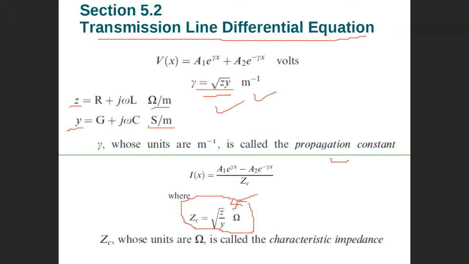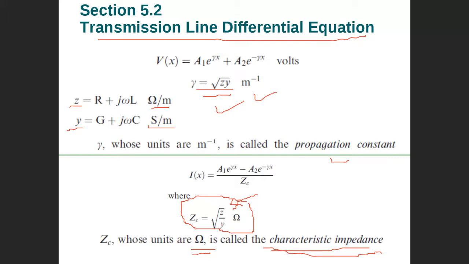And you're already familiar with characteristic impedance. We use characteristic impedance to determine the maximum power that we want to transmit. If the characteristic impedance equals the impedance of the transmission line, then the maximum power can be delivered. So this is ohm. All right, so the propagation constant and the characteristic impedance. Why are we preparing you for these? Because we will use them for a long transmission line.